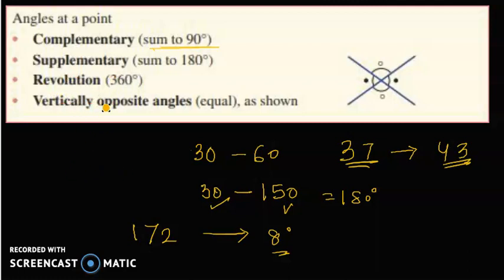Revolution. We all know when an angle rotates at a point, one complete rotation. Suppose this starts from point A, this is O, and it takes one complete rotation and comes back to its original place. It is one complete revolution, and one complete revolution is a total of 360 degrees.